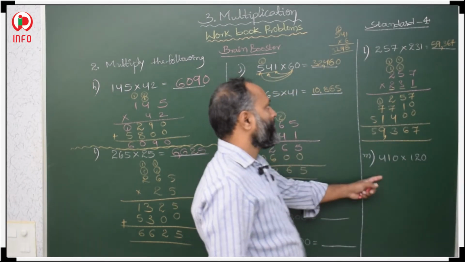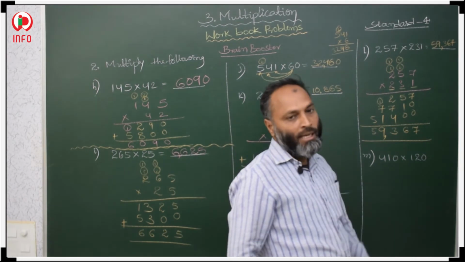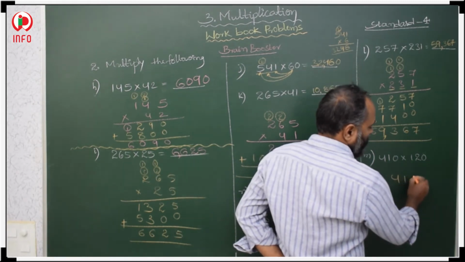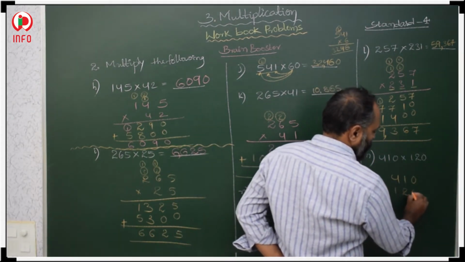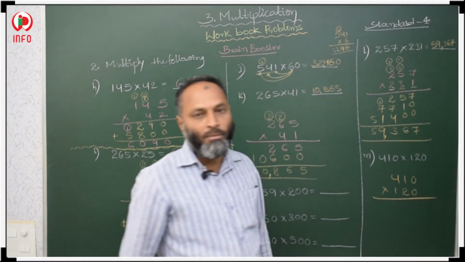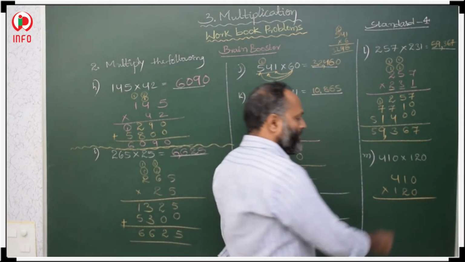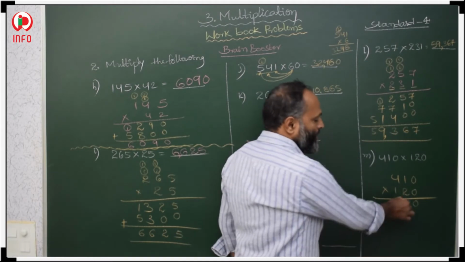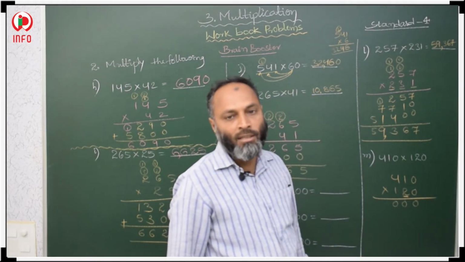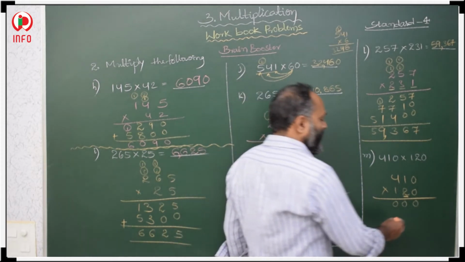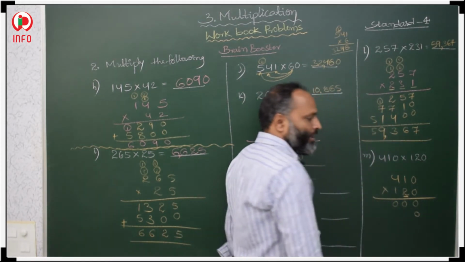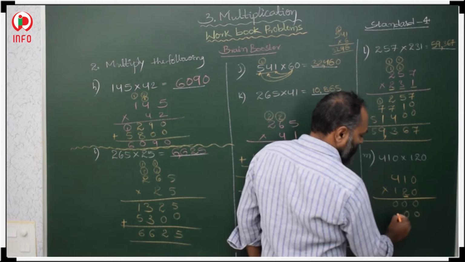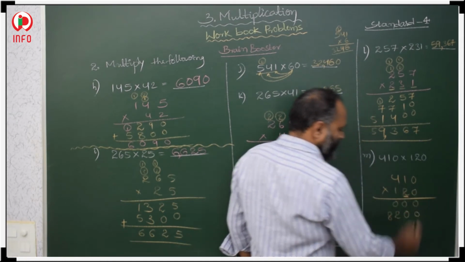Now this is a 3-digit number, and this is also a 3-digit number. So we have to multiply a 3-digit number with a 3-digit number. 410 we have to multiply with 120. First we multiply this number with 0. 0 zeros are 0, 0 ones are 0, 0 fours are 0. Now 2 is in the tens place. It means first we have to keep a 0 in the unit place, then start your multiplication with 2. 2 zeros are 0, 2 ones are 2, 2 fours are 8.